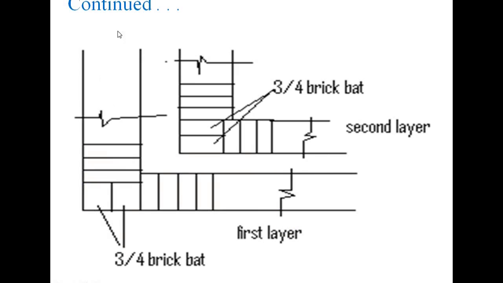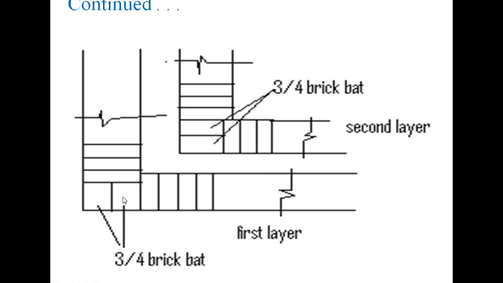Okay. So in header bond, you can see all the bricks are laid with the header face. At the corner, the 3/4 brick bat is used to avoid the joint, or to make a proper joint. So in alternate courses, you can see the 3/4 bats are arranged in this way, and here the 3/4 bats are arranged lengthwise in this direction. So this is the second layer and this is the first layer, meaning first course and second course.